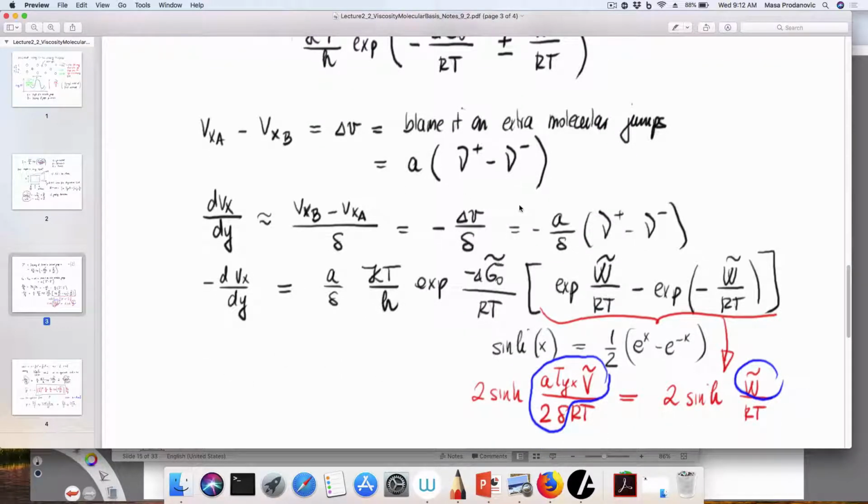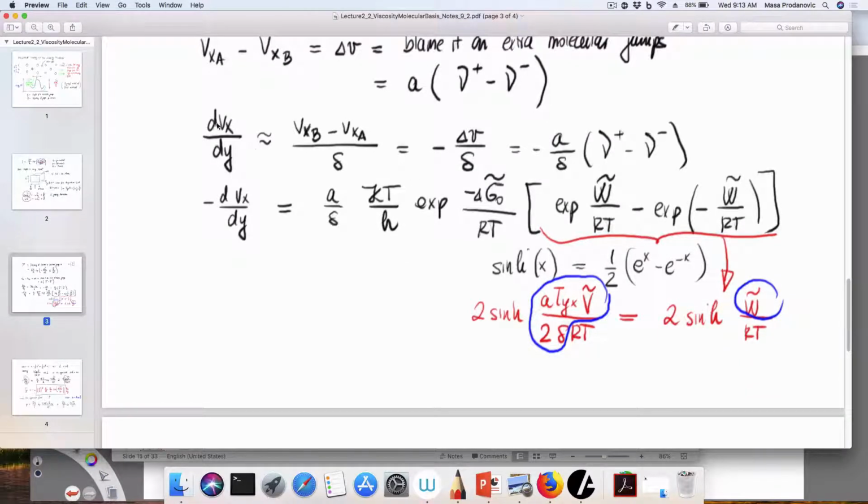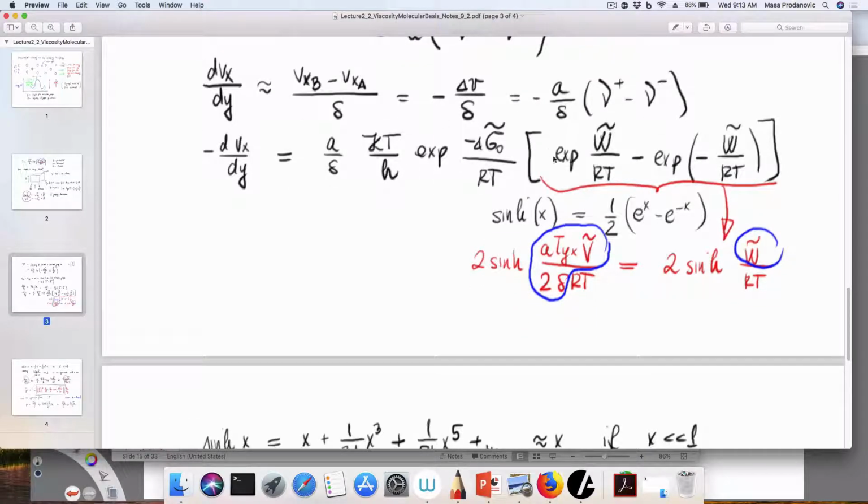And this is frequency, this is number of jumps per second. I've got to multiply it with the average length of the jump, and the average length of the jump is assumed A. And then when I look at the actual dvx/dy, which is the difference between the velocity of layers divided by the distance between the layers, I put that in, and I get this expression.